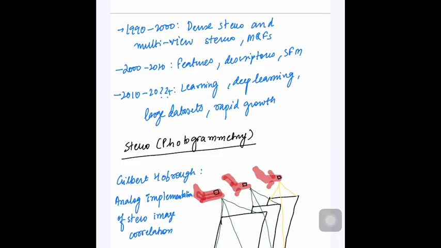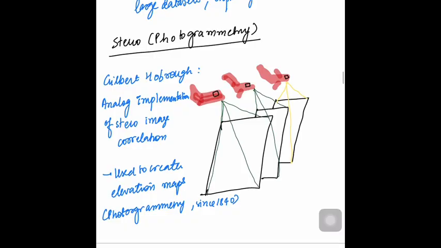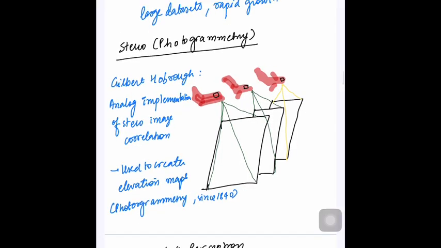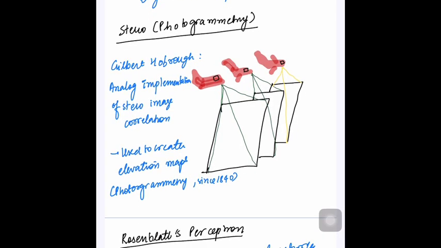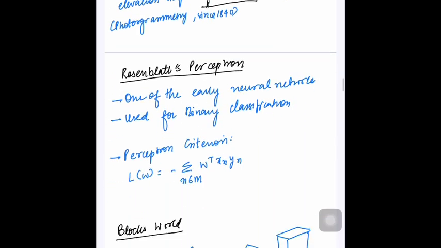One of the famous problems that scientists started solving was the problem of stereo. It is also called photogrammetry. This problem was first brought by Gilbert Hobrow. What he suggested was, for example, if I am going through a plane and I see a field, and I take a picture of the field from the plane, then can I understand the depth of that image? This problem took the attention of a lot of researchers at that time.